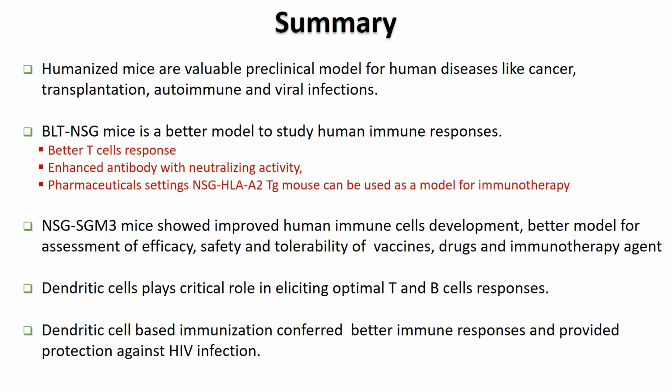Now, NSG-SGM3 might be an improved model because it has improved human cell development, and it might be a better model to assess efficacy, safety, and tolerability of vaccines, drugs, and immunotherapeutic agents. Dendritic cells play a critical role in shaping the adaptive immune response, and in our settings, especially in HIV, dendritic cell-based immunization conferred a better immune response and provided protection against lethal dengue and HIV infection. So this was with respect to dengue and HIV.